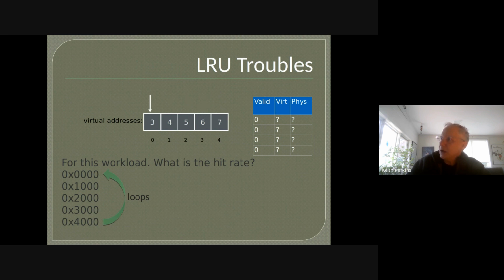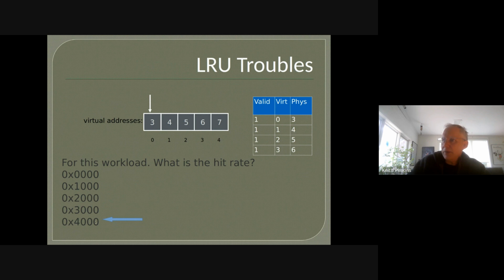And when I get to this last one here, accessing the 4th page, 4 to 7, my TLB is full. If I'm using the least recently used policy, I'm going to go to the entry in my TLB that was used the longest ago, which is this one. And I'm going to delete it and replace that with 7.